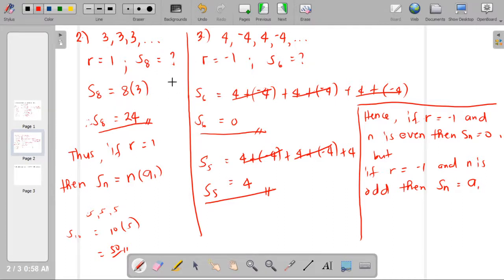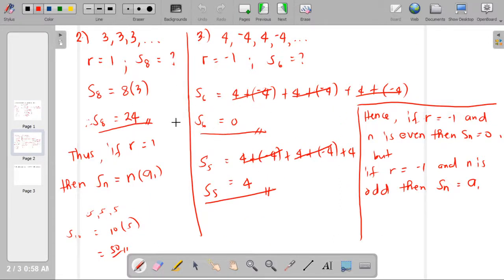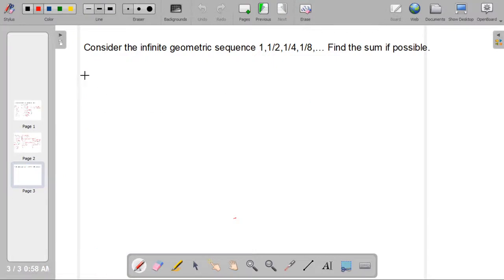I hope you understood this and will remember it. Not necessarily is this the formula you will use permanently, but it is for special cases. If your r is +1, then n times A sub 1. If your r is -1, then there are two cases. If n is even, the sum is 0. If n is odd, then the sum is your A sub 1. It goes back to A sub 1. Okay? Now let's proceed to the final example.